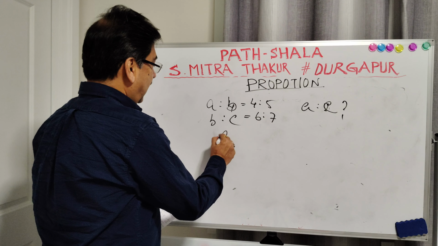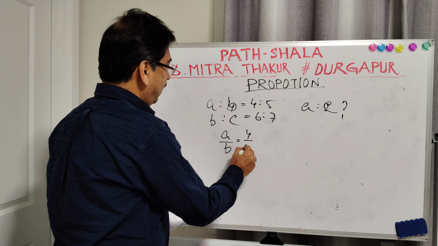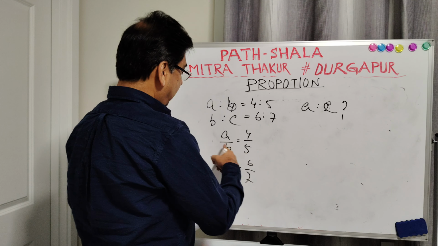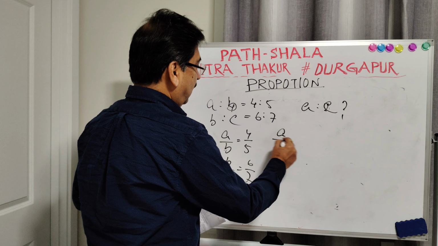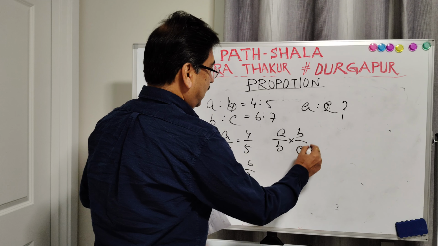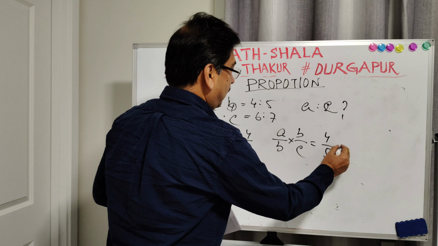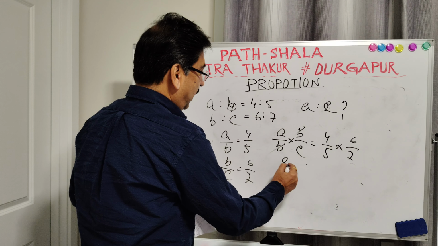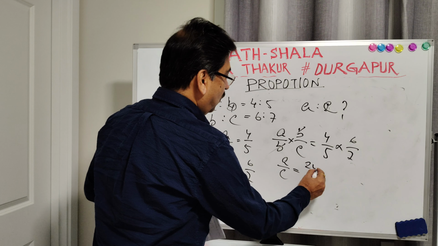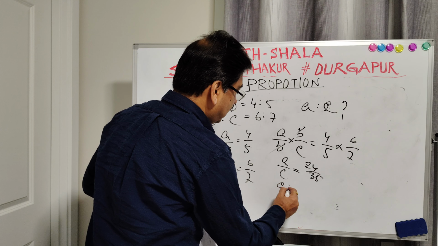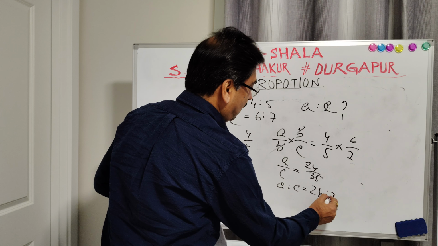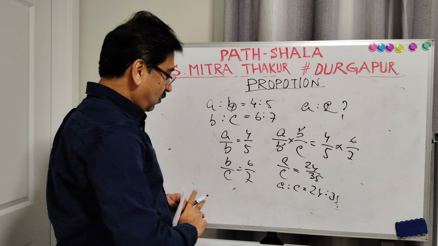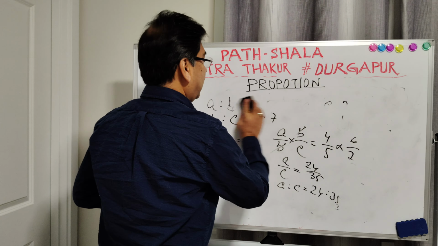It is very easy. A by B equal to 4 by 5 and B by C is equal to 6 by 7. It is given. So if I multiply A by B into B by C, that is equal to 4 by 5 into 6 by 7. So I'll cut B. So A by C is equal to 24 by 35. So A is to C is equal to 24 is to 35. Simply you just multiply A by B into B by C, then you will get the ratio of A is to C. Right?